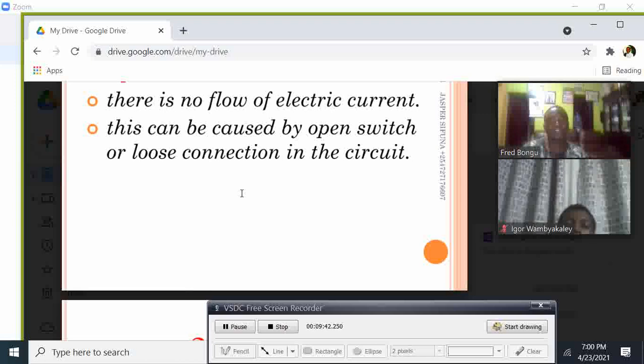But if you have an open circuit, there's no flow of current. This can be caused by a loose connection. I showed you how to make a connection of two wires. But in this case, if you have a loose connection or the switch is open, we call it an open circuit. In this case, there is no flow of current.